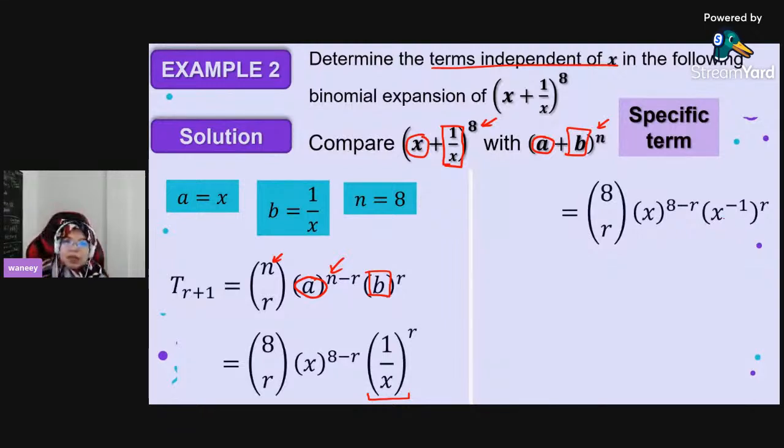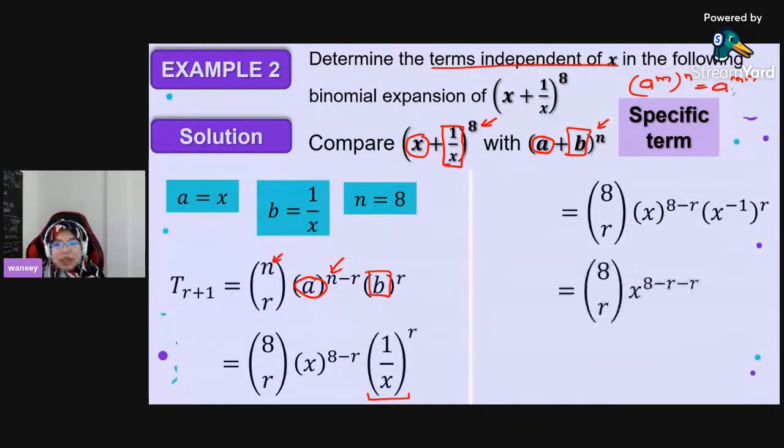And then go back to the rules of indices. So sebab ni saya minta buat mind map siap-siap, senang. Kalau rasa lupa je, tengok mind map, cepat je dah dapat dah formula apa. Okay, so this is a to the power of m over a to the power of n. So this is equal to a to the power of m minus n. So you should times your index. So they will become x to the power of 8 minus r minus with r, because this one is x to the power of negative r.